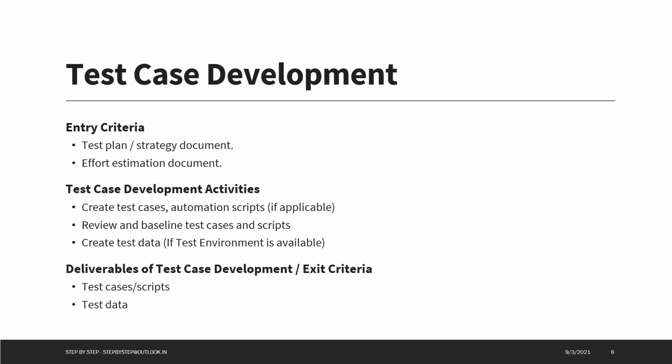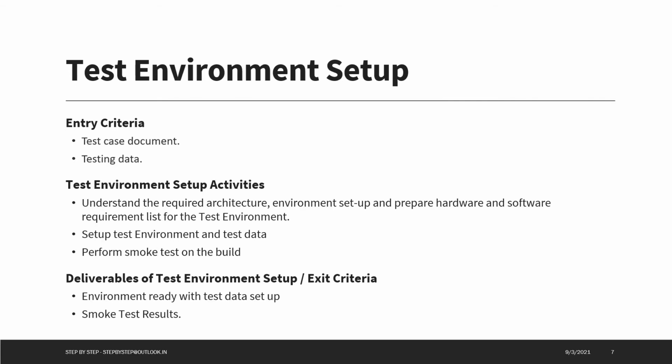Okay, so let's see the next phase. Test environment setup, and the entry criteria will be taken from the earlier phase, that is, the test case document is ready and test data is already prepared. Okay, so what activities do we need to do in test environment setup? Understand the required architecture, environment setup, and prepare the hardware and software requirement list of the test environment. Set up the test environment and test data.